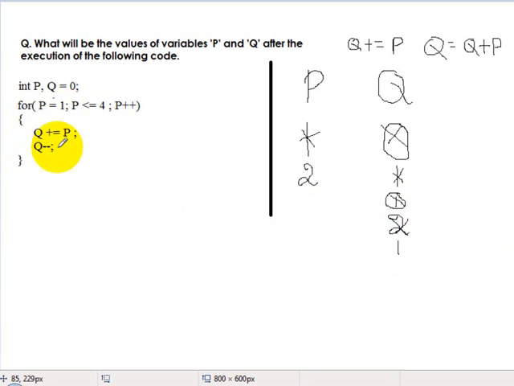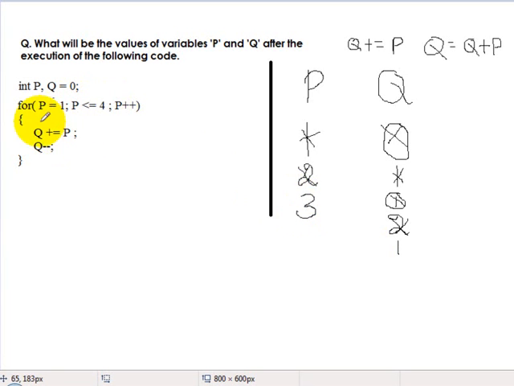These statements are executed. Then our control is transferred to the updation part. Now p plus plus. 1 is added to p, means p is now 3. After the modification to the value of p, again control is transferred to the conditional part. So p is less than or equal to 4. The current value of p is 3. So 3 is less than or equal to 4.